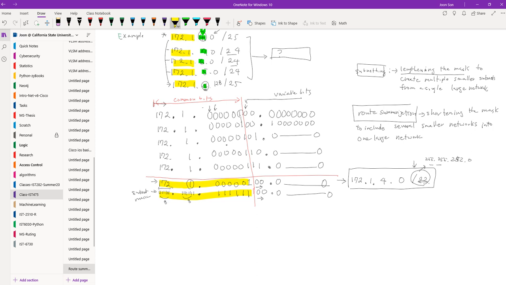If you think about it, subnetting or VLSM is a lengthening of the mask, and this one is the opposite, a shortening. Subnetting creates multiple smaller networks from a single large network, but this one combines all the smaller networks into one large. So conceptually, subnetting and route summarization are exactly opposite. That's something I want you to know.